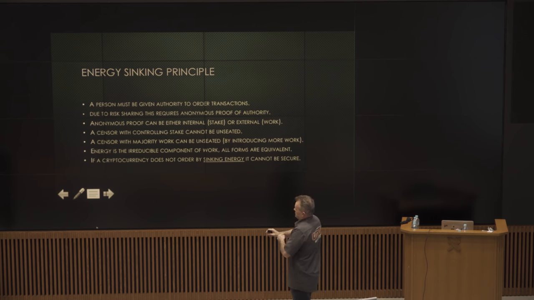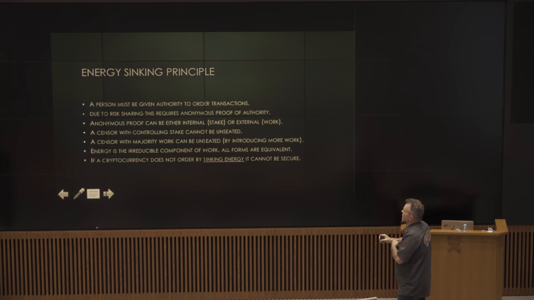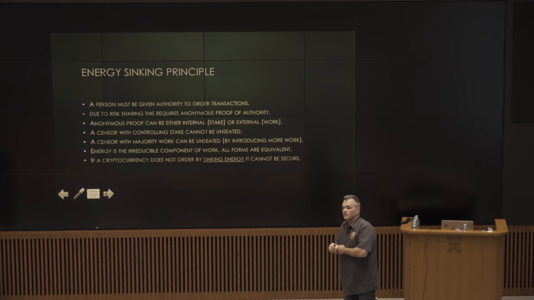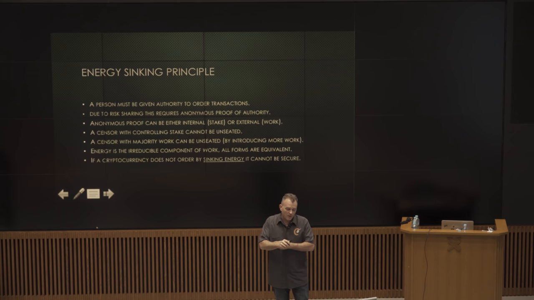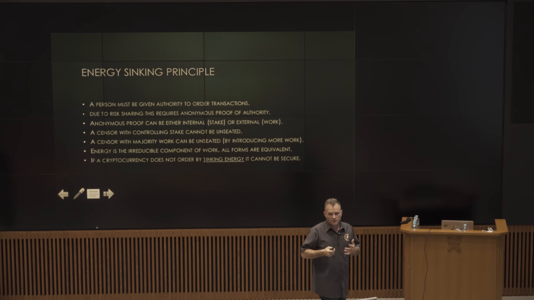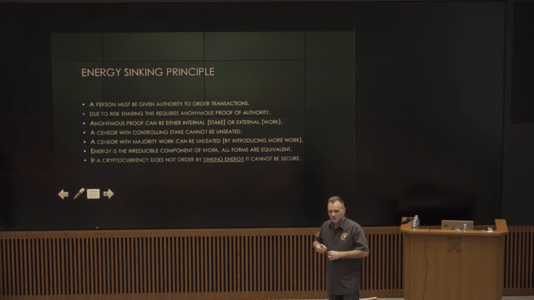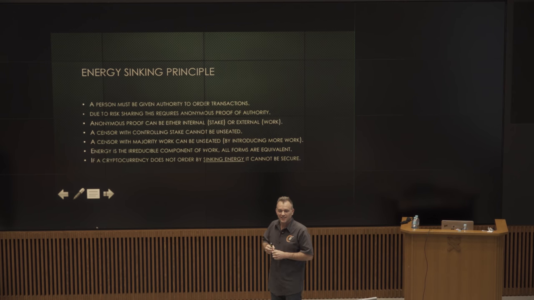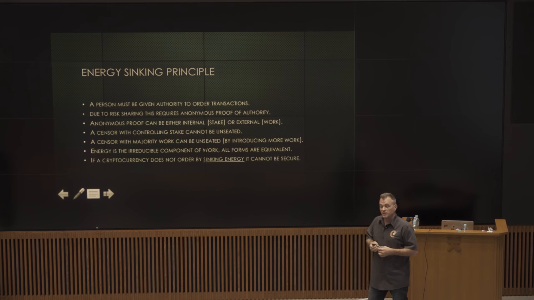Okay, energy sinking. This is more cool. So I'll just start to read, I guess. A person must be given authority to order transactions. I see one of those transaction ordering guys in the back of the room there. All right, so how does that happen in Bitcoin? How does some person get the authority to choose the transactions? They get lucky, right? They run a bunch of stuff and they get lucky. Oh, I get to do it today, right? So it's anonymous, it's probabilistic, but it is a person being given authority temporarily to order the transactions.